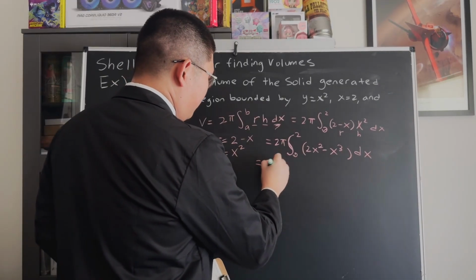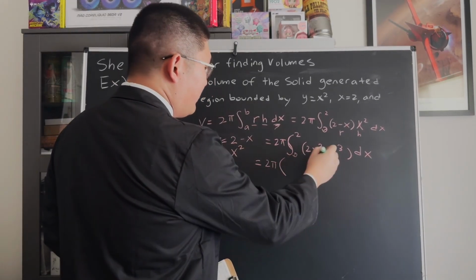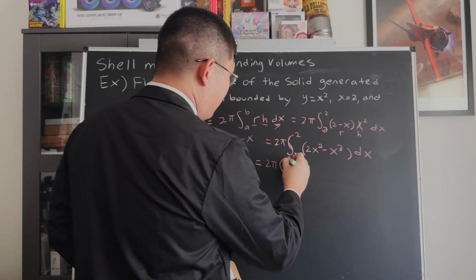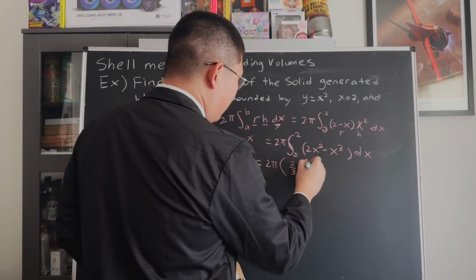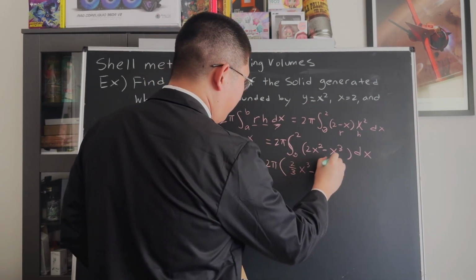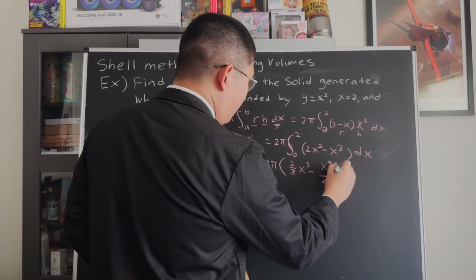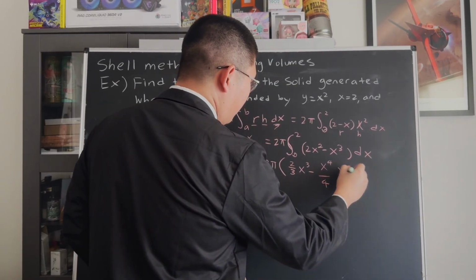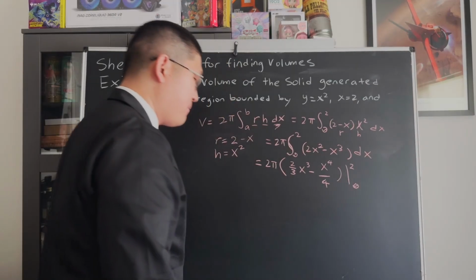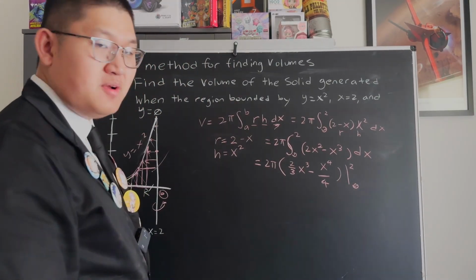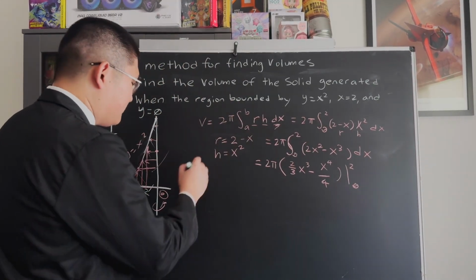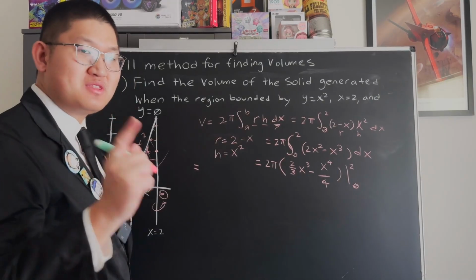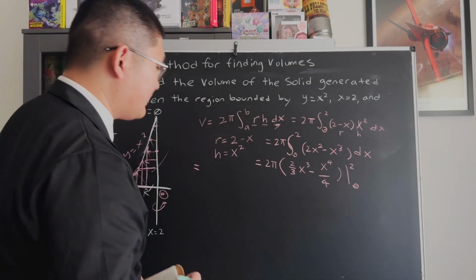So going from there, the 2 pi will remain. We end with an actual integration of 2/3 x to the third power minus x to the fourth over 4. And then we are evaluating this from 0 all the way to positive 2. Okay, so from there we can run this last bit of analysis, and we should hopefully end with the same exact answer as we did last time.